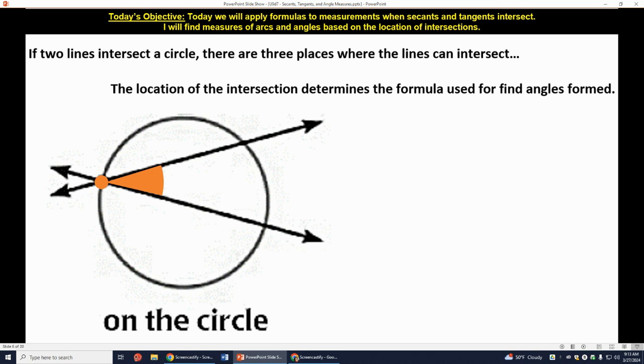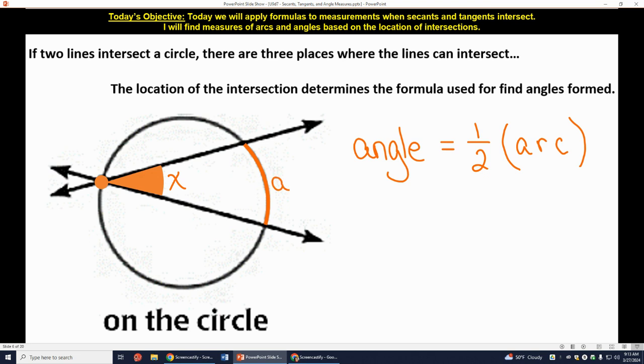It's an inscribed angle, which we've already talked about in this unit. We know that the inscribed angle is half of its intercepted arc. So in this case, if I fill in variables and I say the angle is x and the arc is a, I can substitute in the angle with x and the arc with a. So the value of x will equal 1/2 the measure of a.